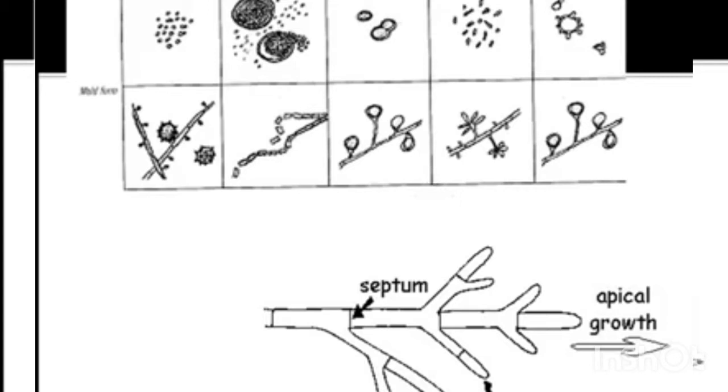Some hyphae form transverse walls called septate hyphae, and some do not form. They are called non-septate hyphae. When there is no septum in between, there will be many nuclei, so the non-septate hyphae are also called cenocytic hyphae or multinucleated hyphae.